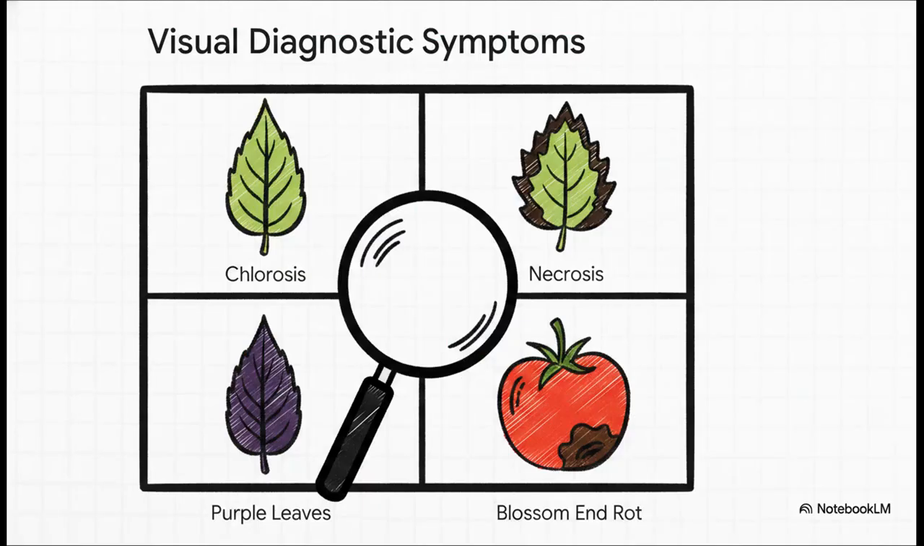Okay, so when you're diagnosing these deficiencies on a test, or even just out in a garden, you need to recognize these exact symptoms. First is chlorosis. This is that classic yellowing of the leaves caused by a loss of chlorophyll, and it usually points to a lack of nitrogen, magnesium, iron, or sulfur. Next is necrosis. This is the actual death and browning of plant tissue. Think crispy brown leaf edges, which signals a severe lack of potassium, calcium, or magnesium.